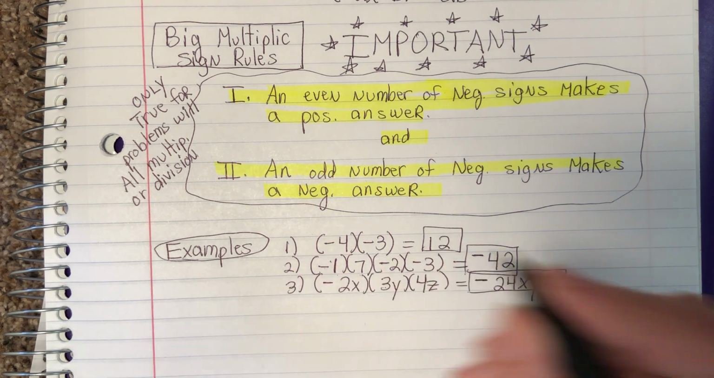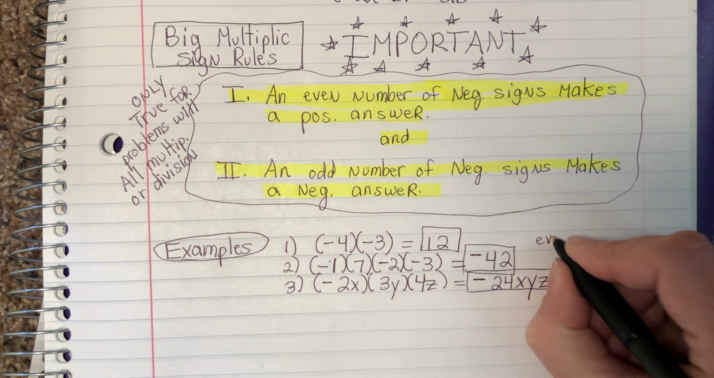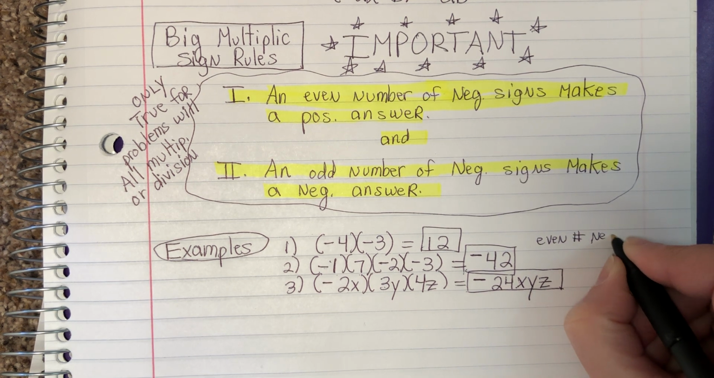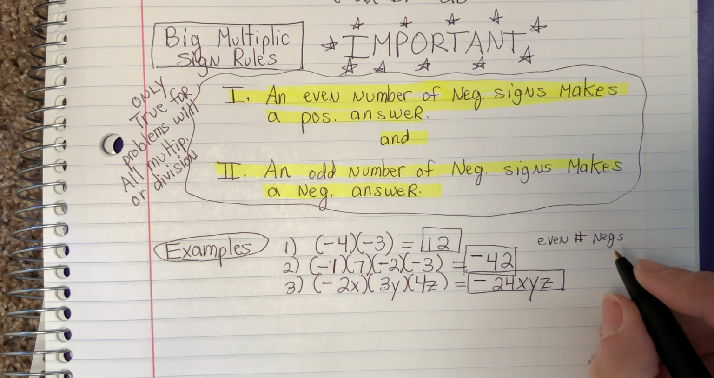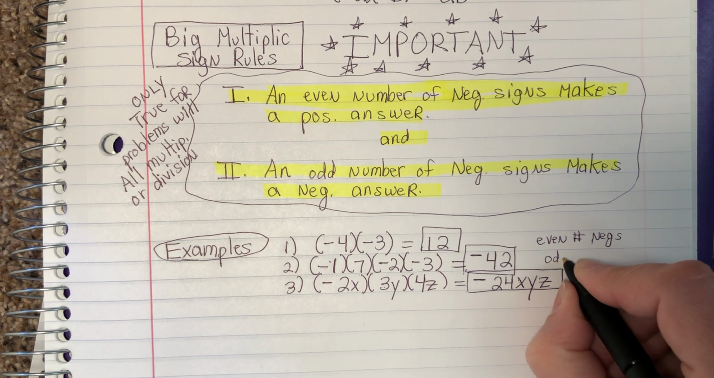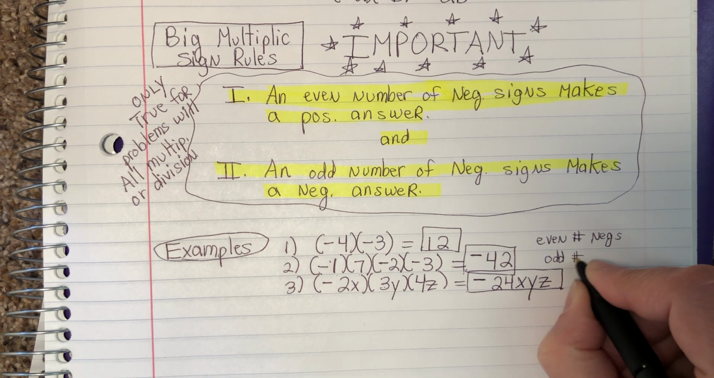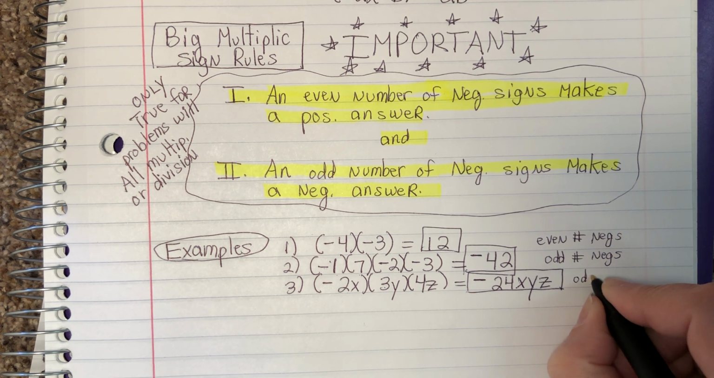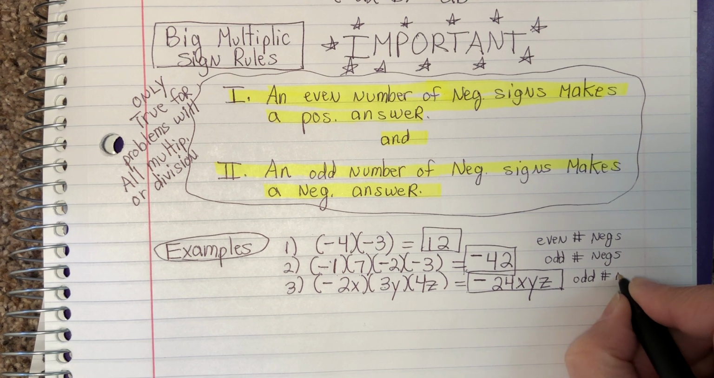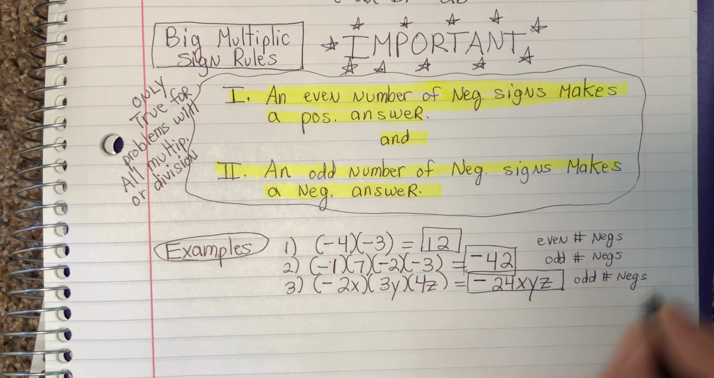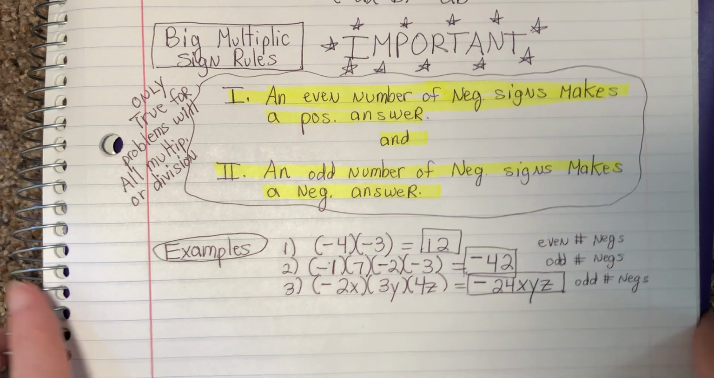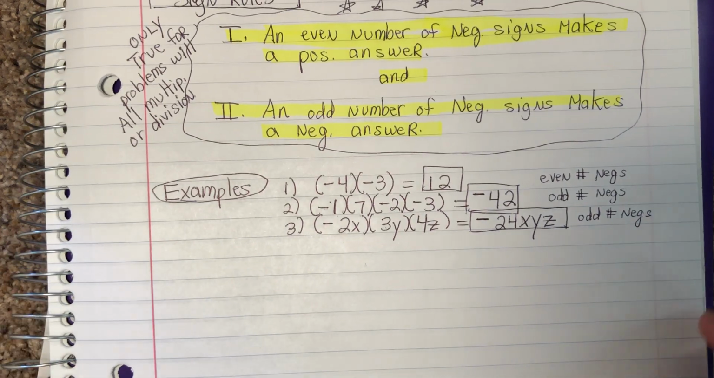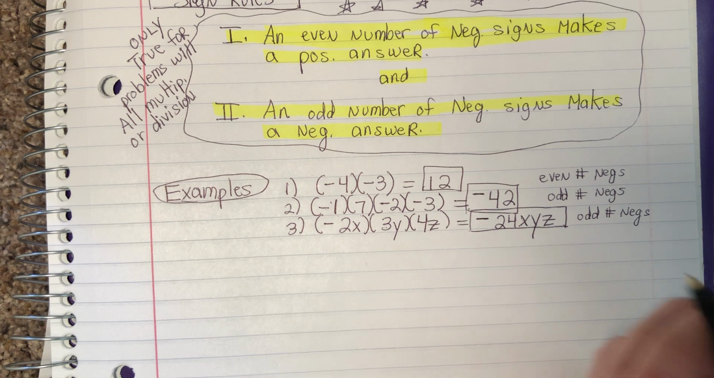So this is an even number of negs. This is an odd number of negs, and also an odd number of negs. So it's a little easier just to count the number of negative signs and then figure out the sign of your answer. Okay, now slightly different kind of problem here.